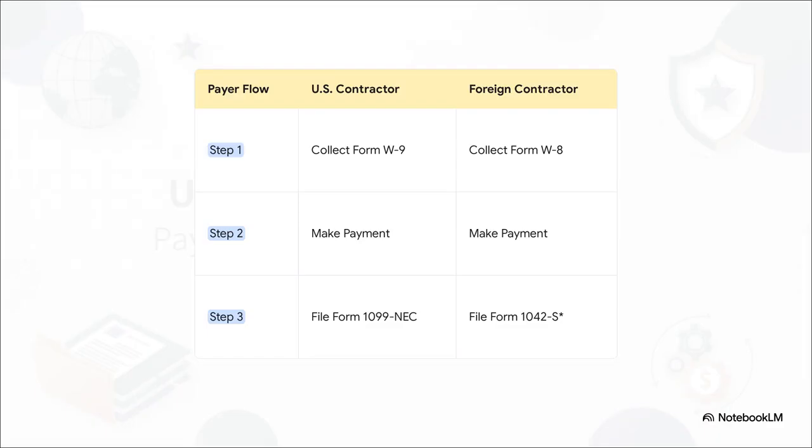And here's where the process completely breaks down. You see, for a contractor right here in the US, it's a simple, familiar dance. You get a W-9, you pay them, you file a 1099. We all know it. But for a foreign contractor, that last step is a total non-starter. The Form 1099 is strictly for U.S. persons. So what are you supposed to do? Well, it all boils down to understanding one single core tax principle.